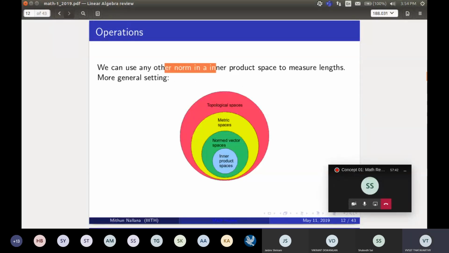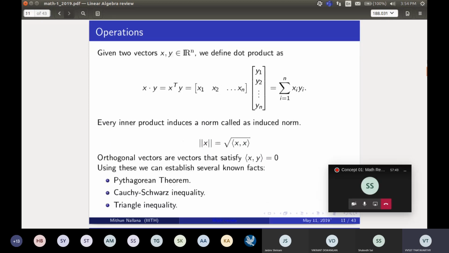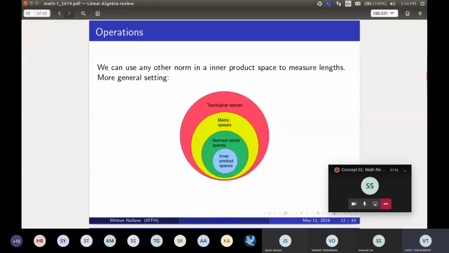So we can use any other norm in an inner product space to measure the lengths. Like we have different kinds of norms: L2 norm, L1 norm, infinity norm, and P norm. In the inner product space, the inner product spaces are just a set of the norm vector spaces. So you have a lot of norms, but if you see the inner product, they are just one subset. They just give you the L2 norm; taking the square root of it will give you the L2 norm.